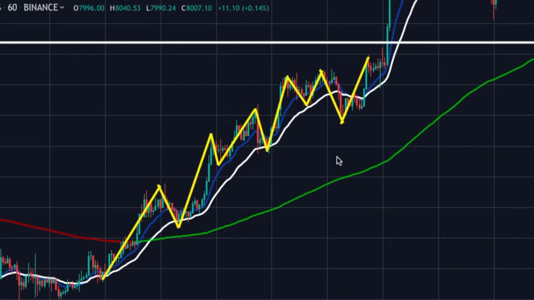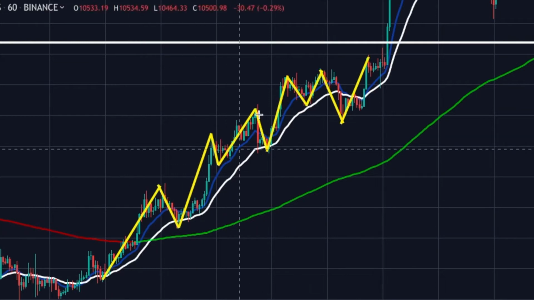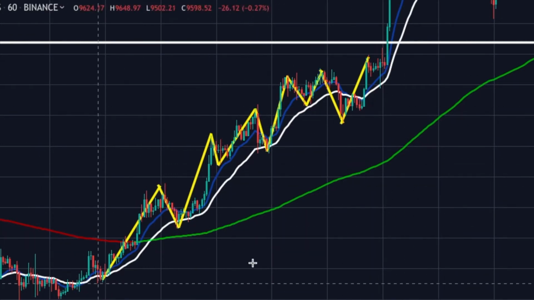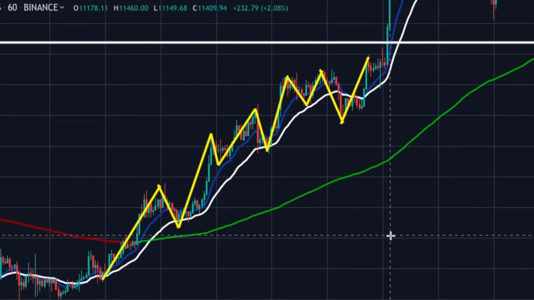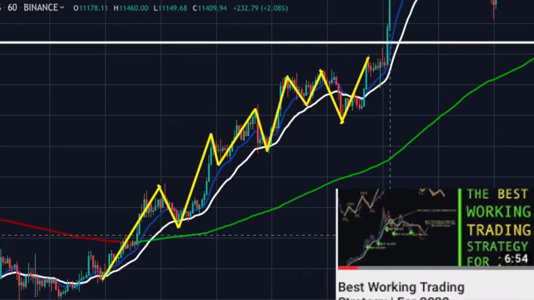So this is Bitcoin on the hourly chart. We have higher lows and higher highs. We are in an uptrend on the hourly chart. Again, if you want to check my strategy, you can find it in my videos. I don't have a lot of videos right now, so it's easy to spot.